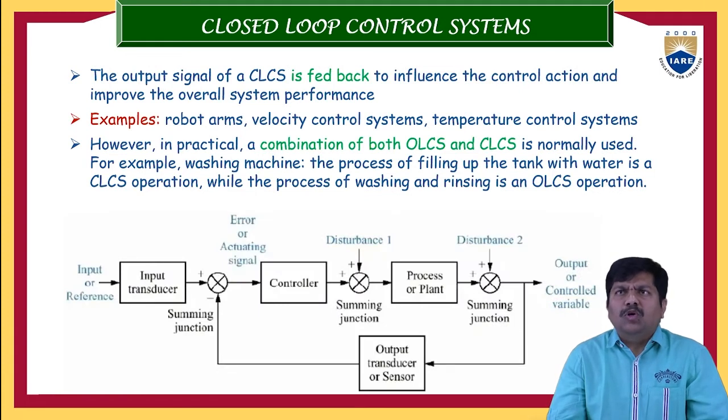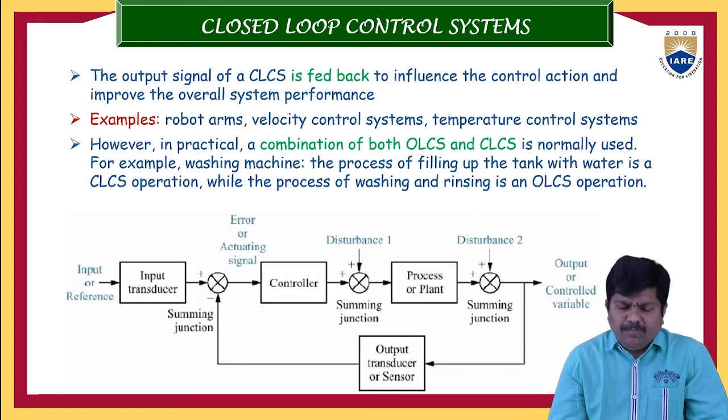Coming to the closed loop control system, the output signal of a closed loop control system is fed back to influence the control action and improve the overall system performance. Examples are robot arms, velocity control systems, and temperature control systems. But practically, what type of systems do we come across? The systems are generally a combination of open loop control systems and closed loop control systems. The combination can be used.